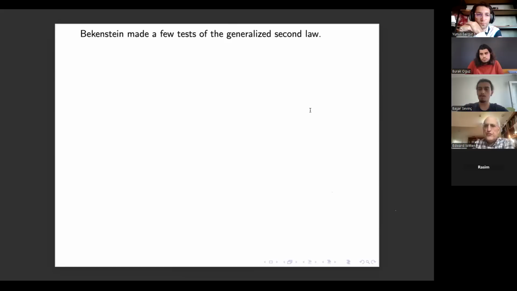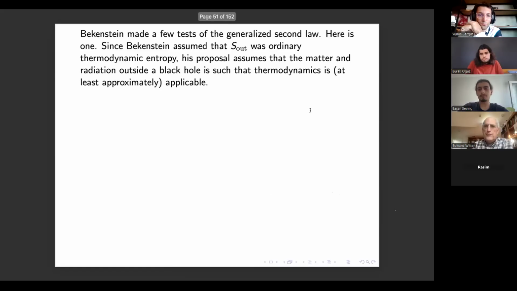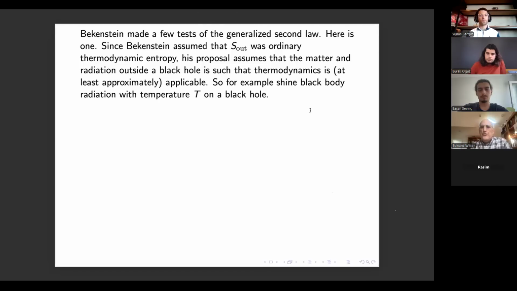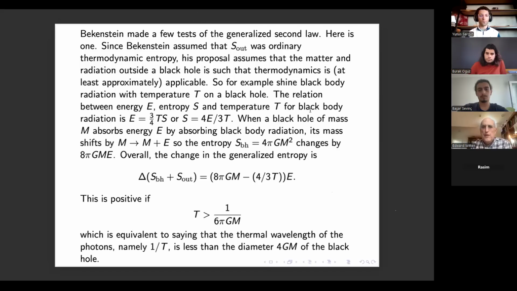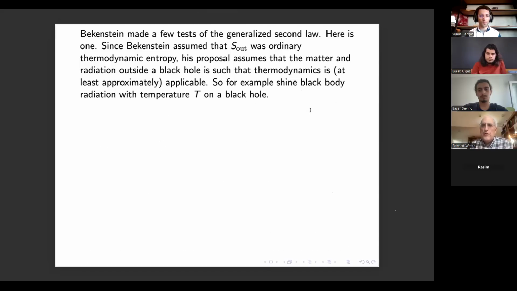Bekenstein made a few tests of the generalized second law. Here's one. Well, first of all, Bekenstein assumed that S out was ordinary thermodynamic entropy. So his proposal assumes that the matter and radiation outside of the black hole is such that thermodynamics is at least approximately applicable. So for example, you could shine black body radiation with temperature T on a black hole. Black body radiation is a good choice because for given energy, its entropy is large compared to other things you can think of.